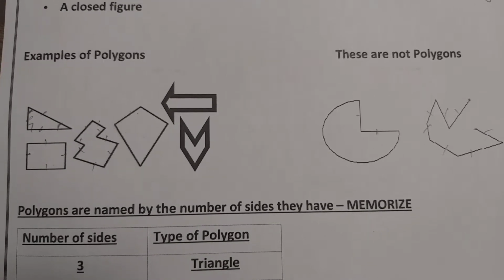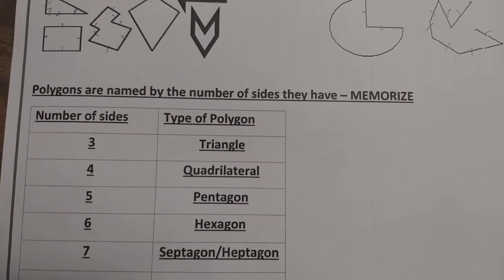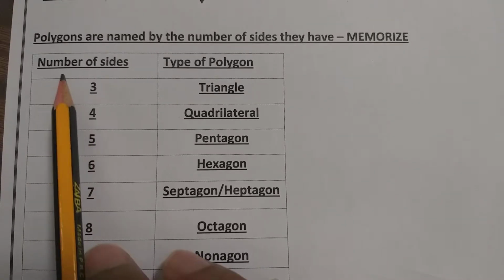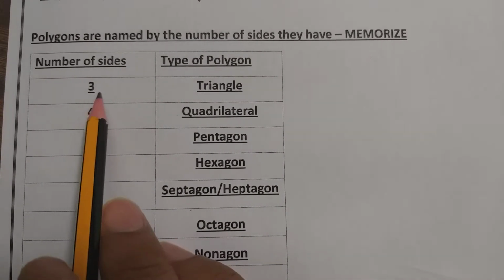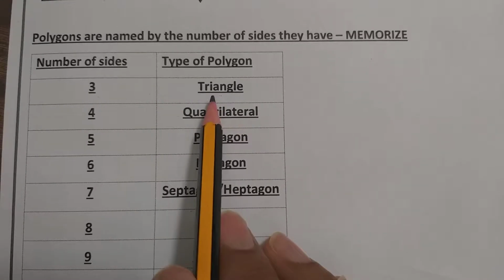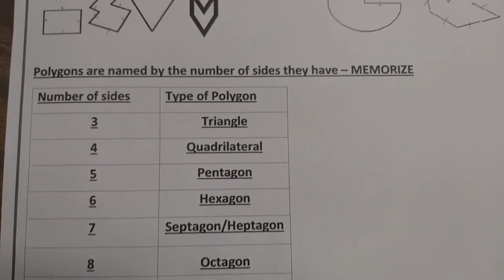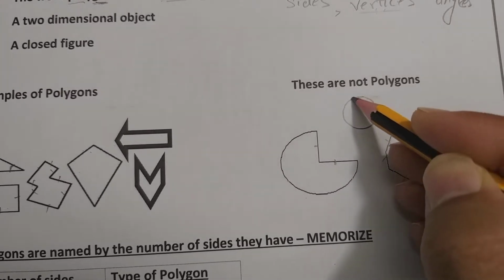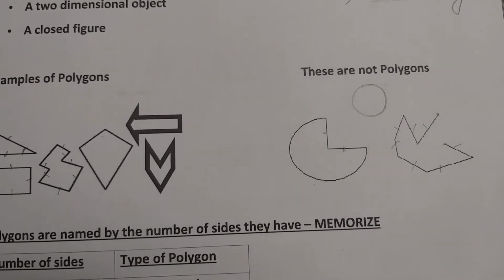Here are some names of the polygons. Polygons are named by the number of sides they have, and you have to memorize all these. Here are the number of sides and these are the types of polygon. If there are 3 sides, that polygon is called a triangle. So the minimum number of sides is 3. So 3 or more sides is called a polygon. And the circle is also not a polygon, because a circle has no straight lines. It's a curved shape. So that's why it's not a polygon.